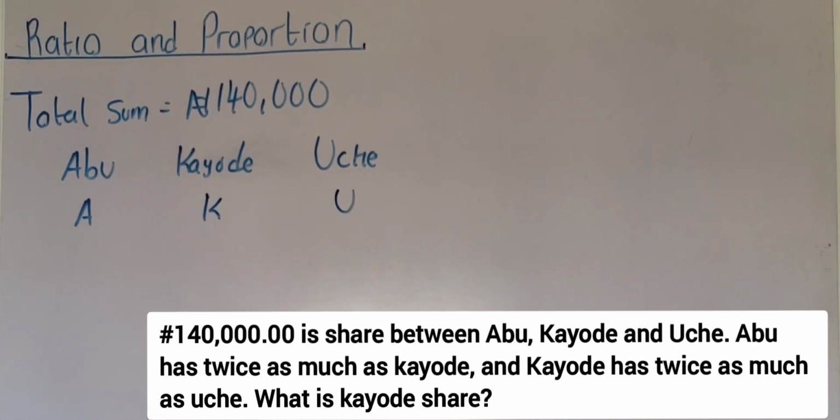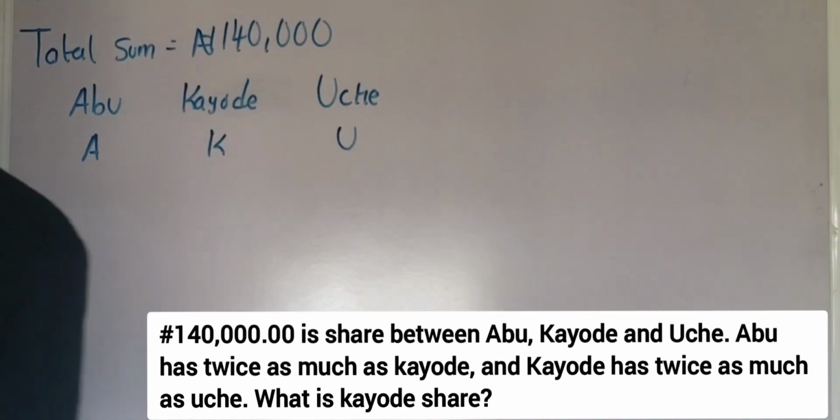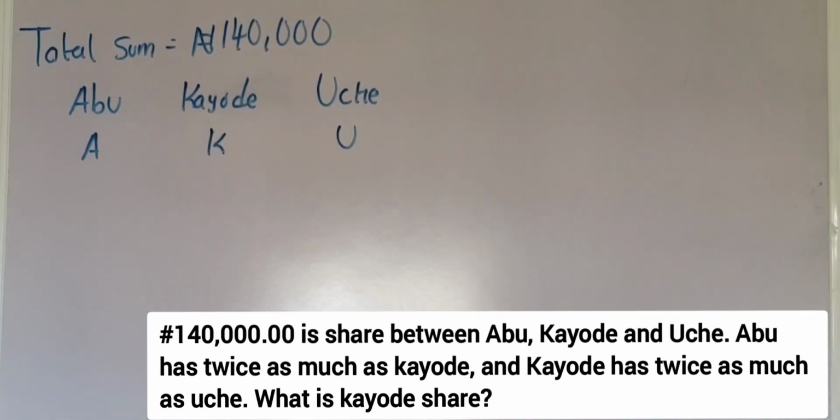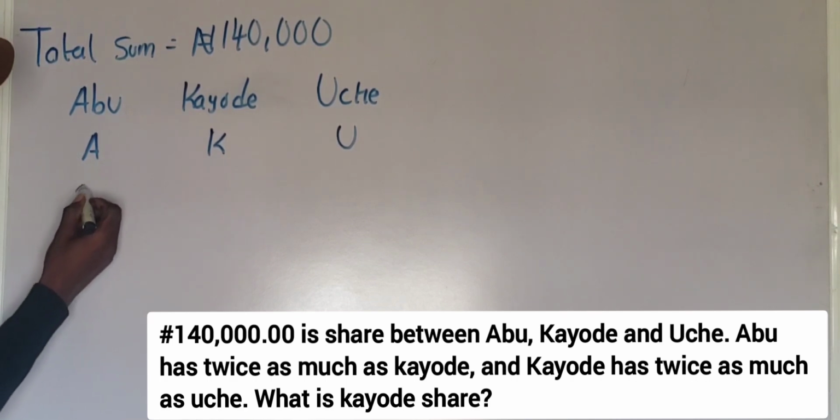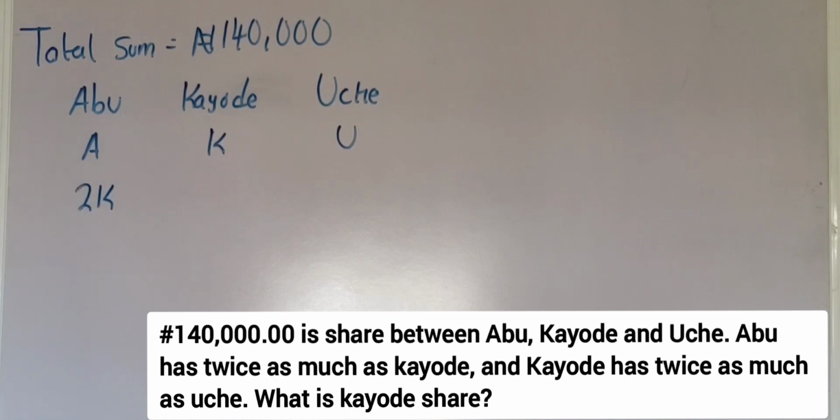Do you understand? Now, we are told that additional information. Abu has twice as much as Kayode. Look at that statement. Abu has twice as much as Kayode. That means that Abu's share is 2 times the share of Kayode. So if I know Kayode's share, I can determine Abu's share, even though I'm not asked to calculate Kayode and Abu's share. You understand? So Abu has twice as Kayode means that Abu's share is twice Kayode's share. It's 2 times Kayode's share. So I can rewrite this as 2k. Okay? Abu is 2k. Please pay attention, okay?